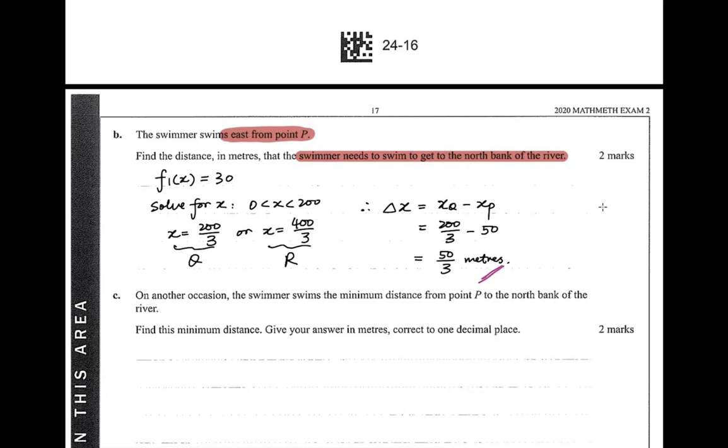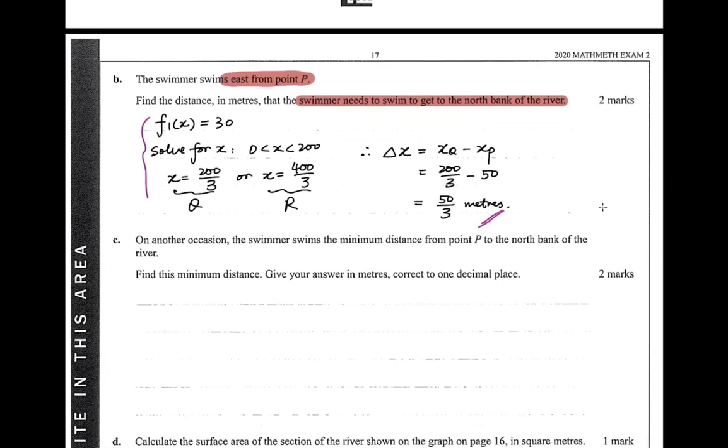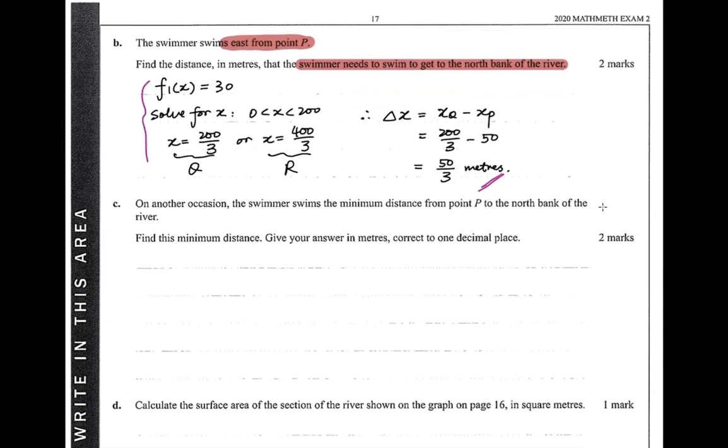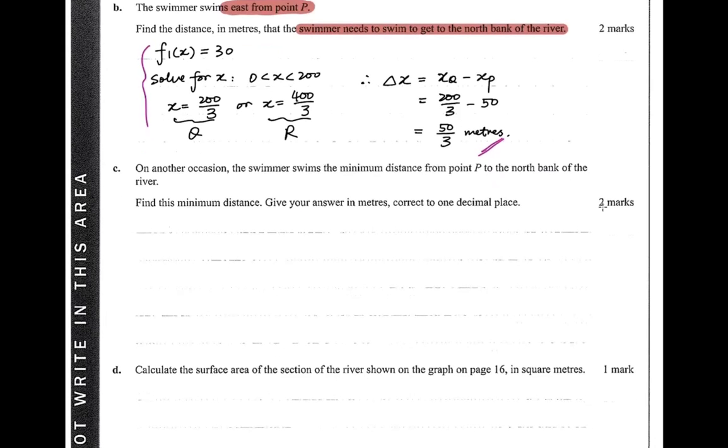Of course, equation solving is very crucial here, and stating the correct answer is also important. On another occasion, the swimmer swims the minimum distance from P to the north bank of the river. Find this minimum distance. Give your answer in meters, correct to 1 decimal place.